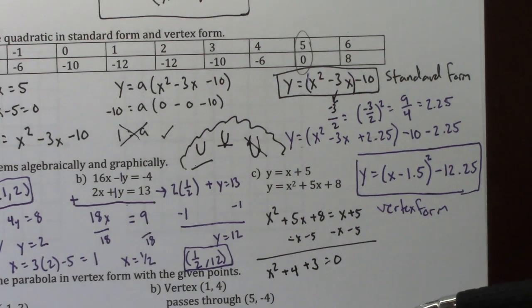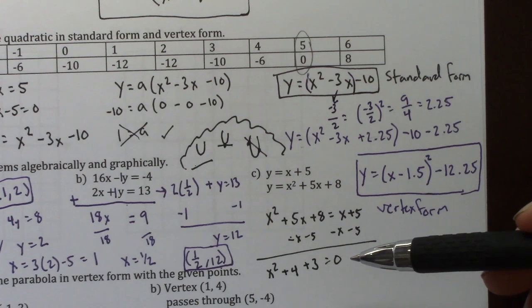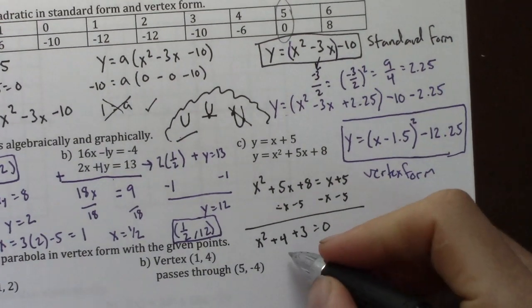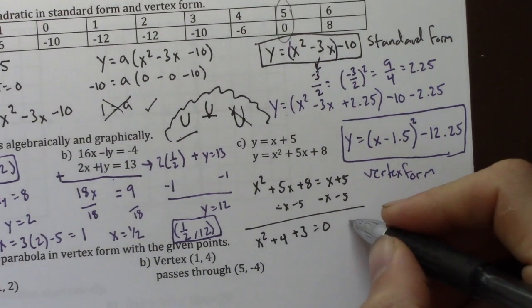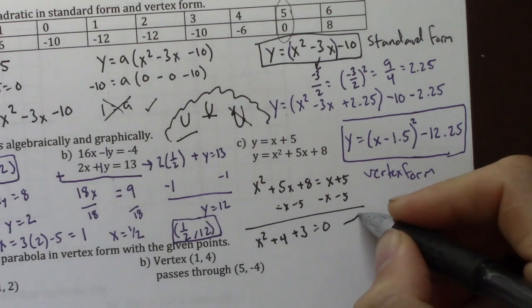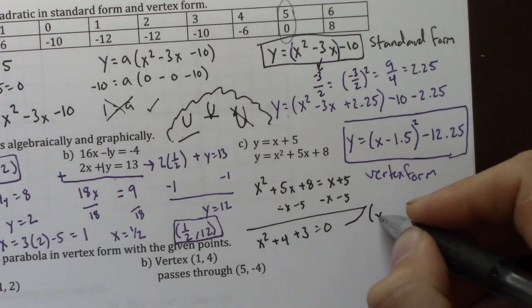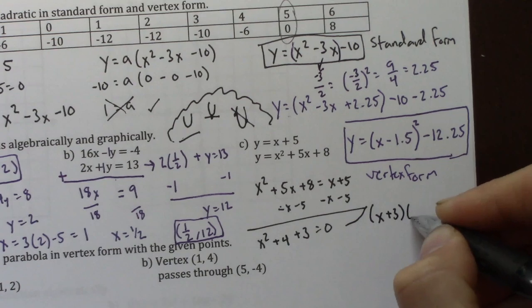This is helpful because if I want to use any of my strategies, factoring or quadratic formula, I must be equal to 0. I cannot stress that enough. If you are going to solve a quadratic, you must be equal to 0. So at this point, I can jump straight to factoring, in which case I know that this is going to factor into x plus 3, x plus 1.